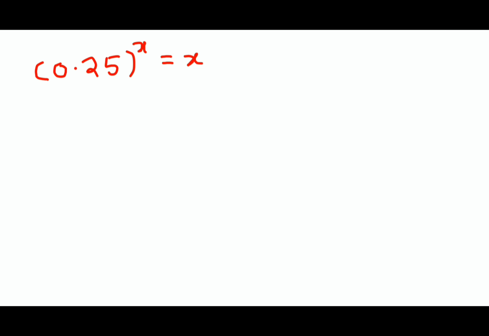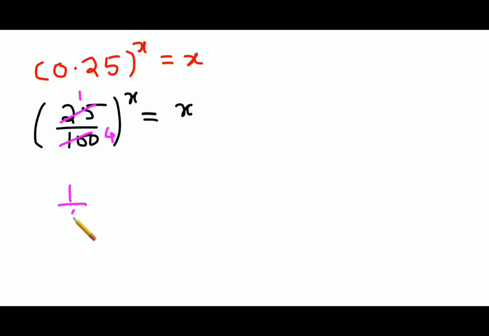We have 0.25. Let's write this as a fraction. So this will be (25/100)^x = x. Now this can get cancelled, so let's write it in its reduced form. So I have 1/4.